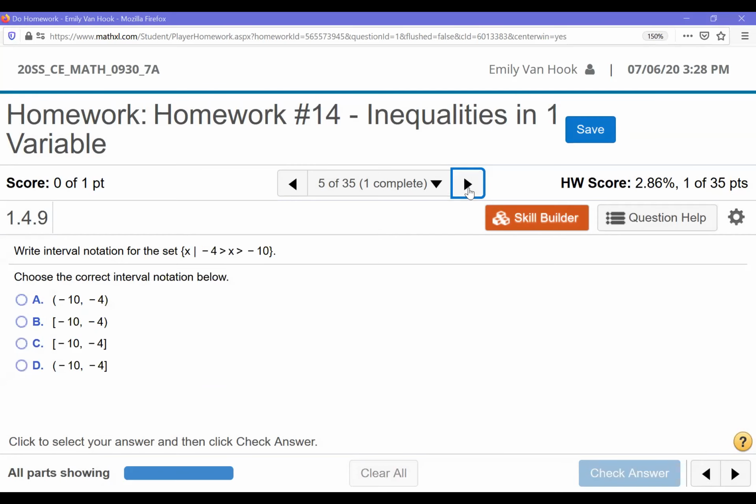Okay, number 5 is similar. This is one where the numbers are out of order. In my set, it goes like this: -4 greater than x and x greater than -10. Those numbers are out of order. And if you look at our choices, all the choices have the -10 coming first. So it's really just a matter of knowing which symbol to use. Because neither of those inequalities have equal signs, it's going to be parentheses on both ends.